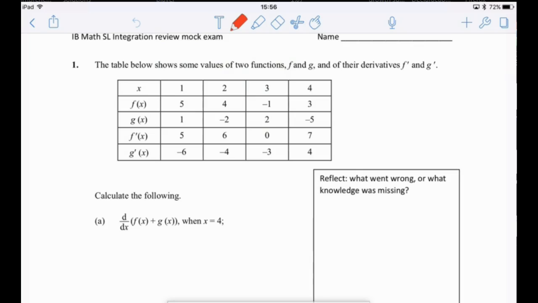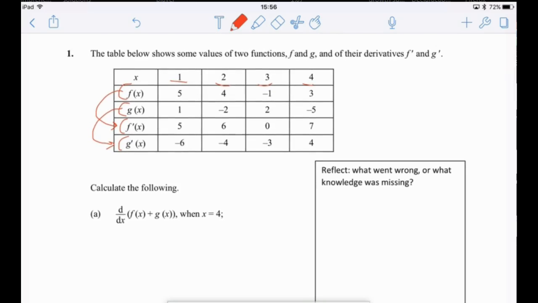So we have two functions. We have the f function, we have the g function. We have the derivative of the f function, some values given, depending on the x values 1, 2, 3, and 4. And we have the derivative of the g function, also some values given for the x values 1, 2, 3, and 4. Let's go down and see what they want.